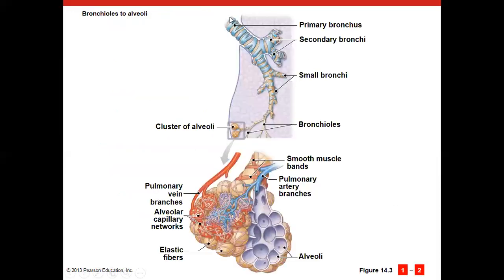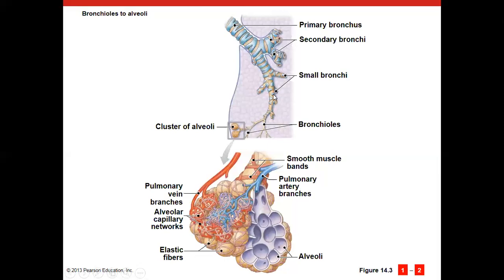So take a look at it. Primary bronchus, a secondary bronchus that supplies air to each lobe of the lung, and then smaller bronchi until you hit bronchioles with no cartilage. So the cartilage is there to keep the airways open, because otherwise it's just thin layers of connective tissue.